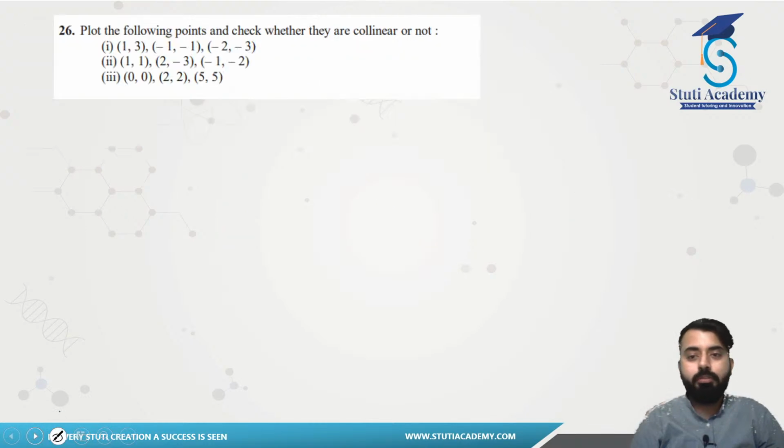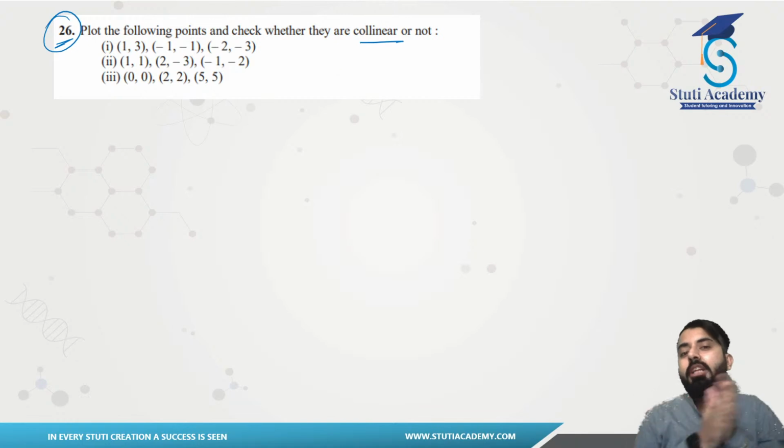So let's move forward. And we have this question now. This is one of the important questions right here. We were discussing the concept of collinearity. Do you guys remember that? I had told you that if all of the points are lying on the same line, then they are collinear. Now in this case, you just have to check whether the points are collinear or not. Then you have to do what? You have to just plot them and verify whether they are collinear or not.